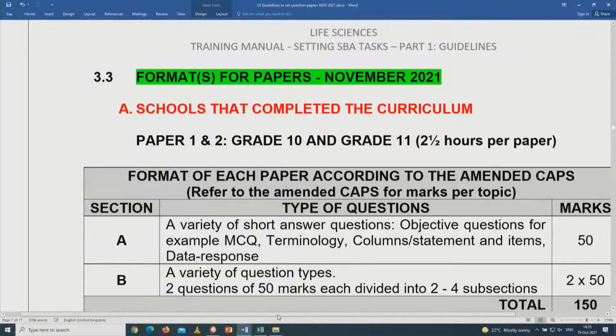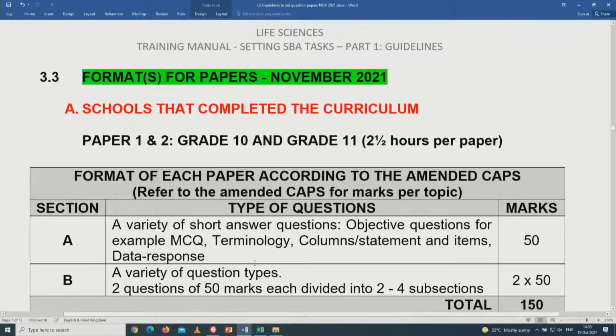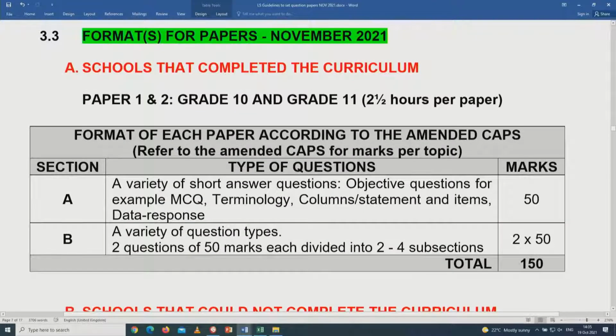Now, the things that you are waiting for this afternoon, I know that. The format for papers for the end of this year. Schools that completed the curriculum, as we already said, and want to go the full 2 papers, grade 10 and 11, here's the format. Again, section A, not negotiable. You cannot ask them 60 marks in grade 10 biological terms. That is not the rigor and the format and the feeling of our final papers.